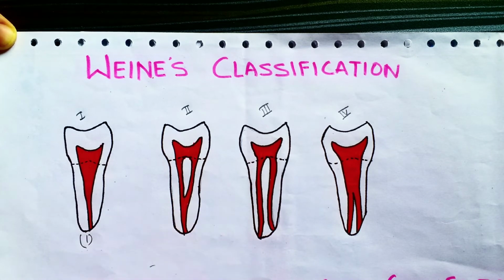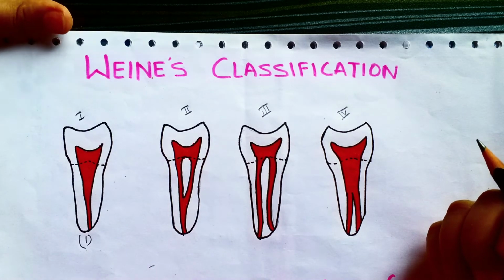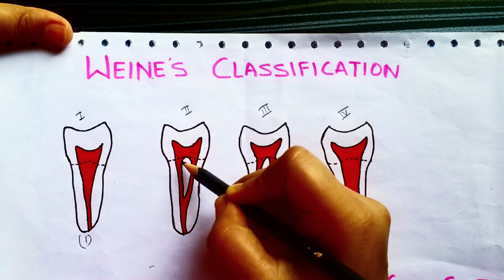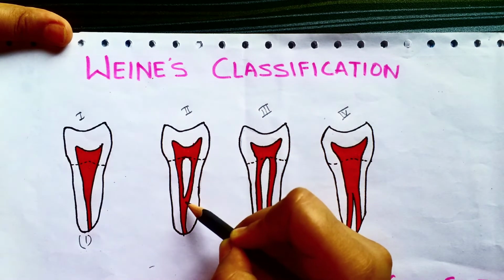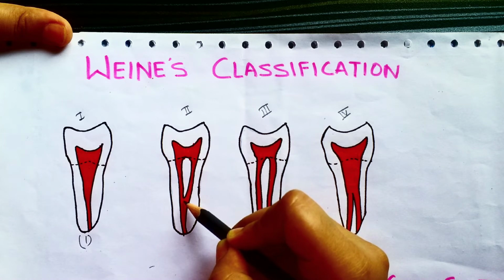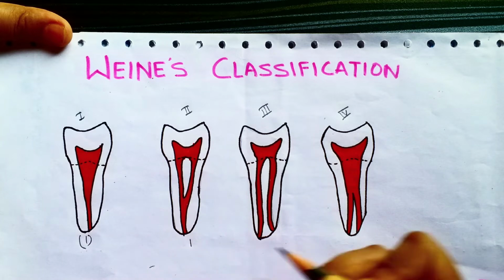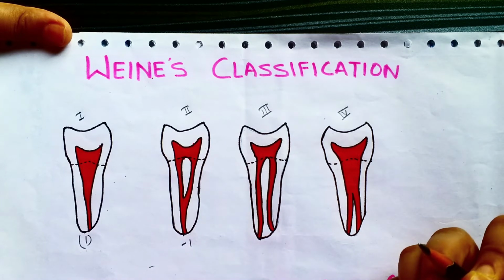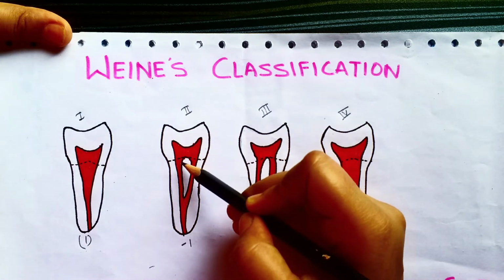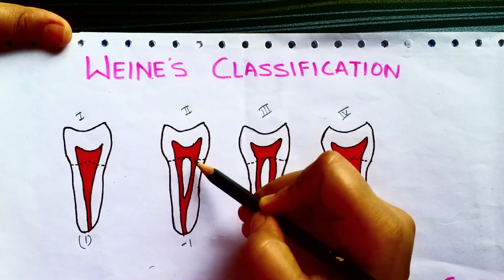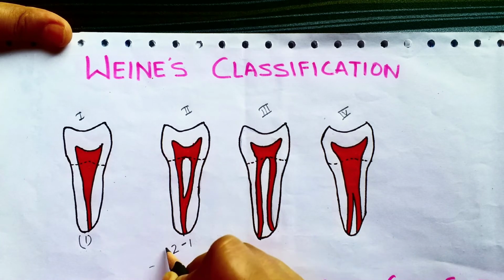Then we have type 2. In this, the 2 canals start from the pulp chamber. Then after traveling some distance, they unite into 1 canal and exit from a single apical foramen. Represent it as 1 on the extreme right, as it has only 1 apical foramen. And then as we can see that there are 2 canals arising from the pulp chamber, so we will write 2. So the Weine classification will be 2, 1.